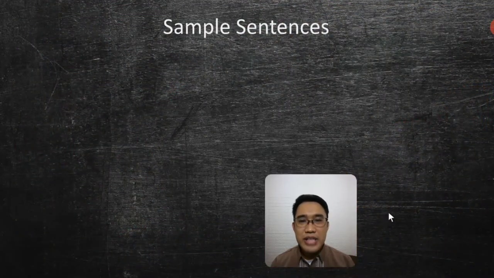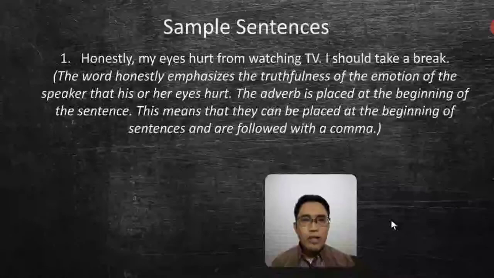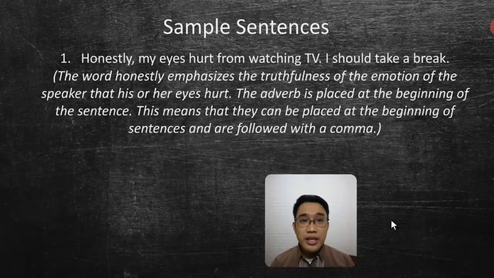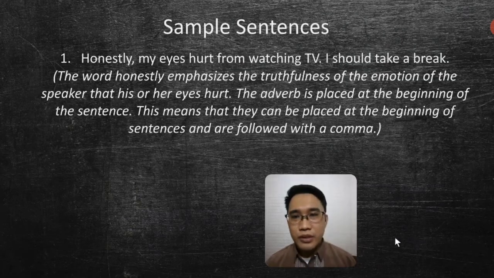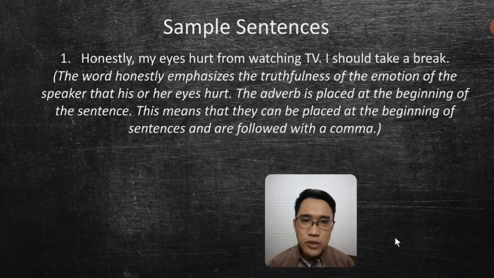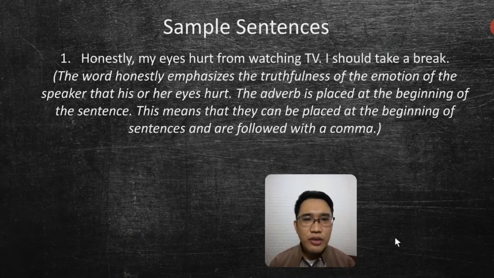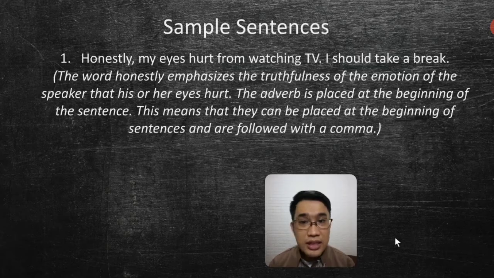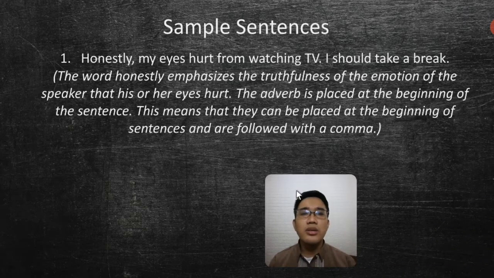Here are our sample sentences. Honestly, my eyes hurt from watching TV. I should take a break. What is our adverb of opinion here? Well, if you say honestly, you are correct. And honestly emphasizes the truthfulness of the emotion of the speaker that his or her eyes hurt. The adverb is placed at the beginning of the sentence, and this means that they can be placed at the beginning of sentences and are followed by a comma.